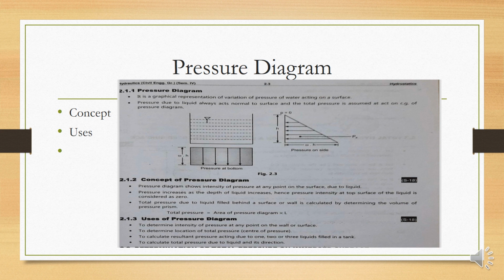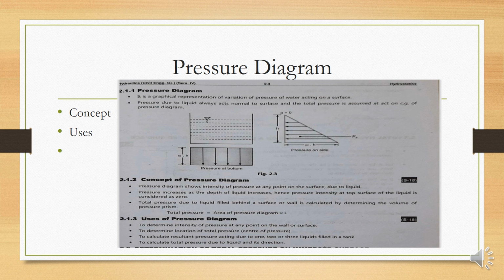Next, the total pressure due to the liquid filled behind the surface or wall is calculated by determining the volume of the pressure prism. The formula for total pressure is area of pressure diagram multiplied by L. The area you get by calculating the pressure diagram is simply multiplied by the length of that particular tank.